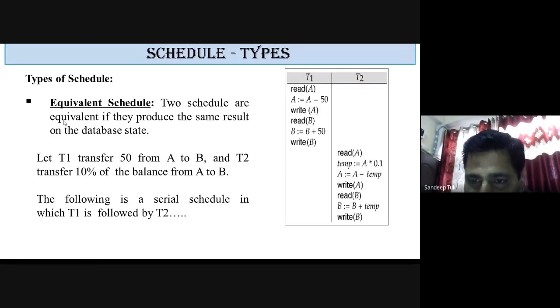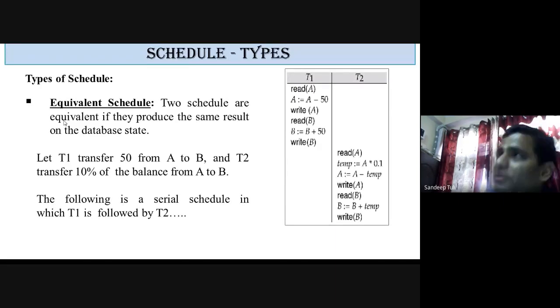Non-interleaved, and they are serial schedules, as T1 is executing completely, after that only T2 starts. Now assume that the transaction T1 transfers 50 rupees from A to B. You are able to see in this table also that T1 is trying to debit the amount of 50 rupees from the account A, and that will be credited to the account B.